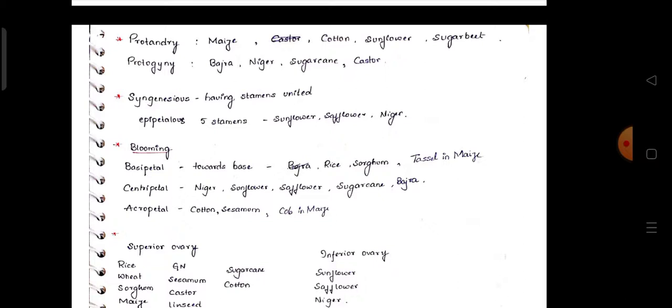Different kinds of blooming. Basipetal blooming: basipetal is towards the base, means from top to bottom flowering will start, in the case of rice, sorghum, maize tasseling. Centripetal means flowering starts from the middle or center of the panicle, that is observed in niger, sunflower, safflower, sugarcane and bajra. Acropetal means heading towards the upper side, towards the sky, that is found in maize female part, cotton and sesame.